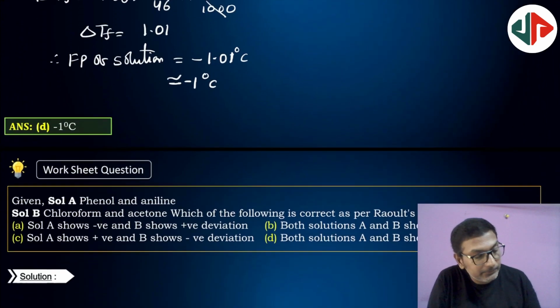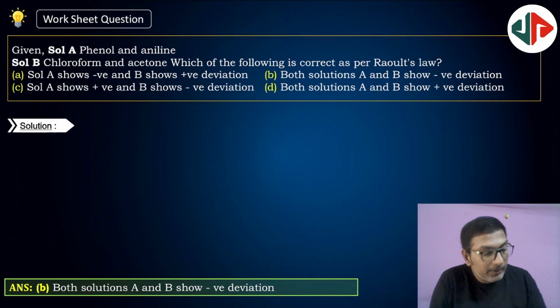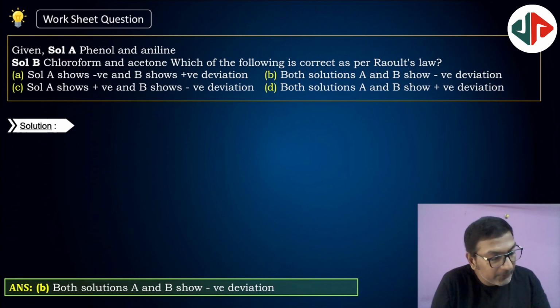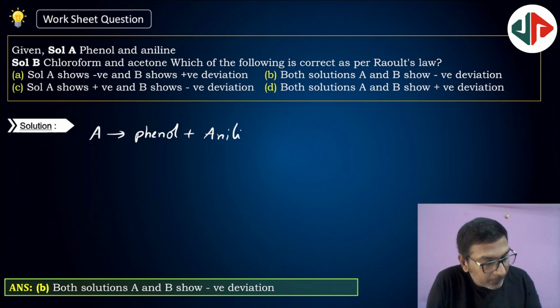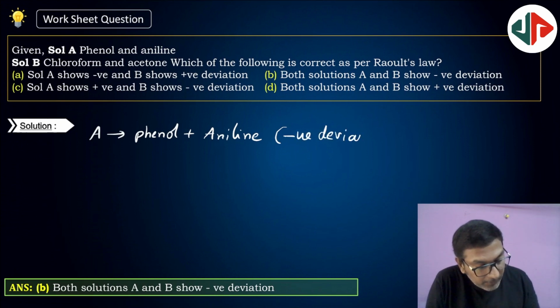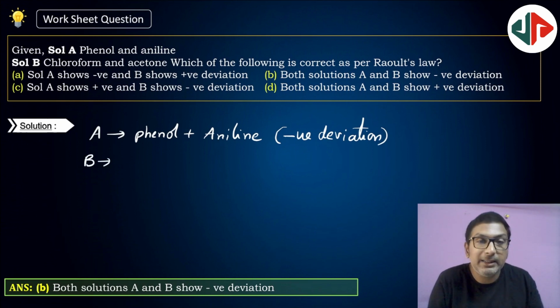Next, solution A. So phenol, solution A, phenol plus aniline. Solution A is phenol plus aniline, which shows negative deviation from Raoult's law. So due to attractive forces.